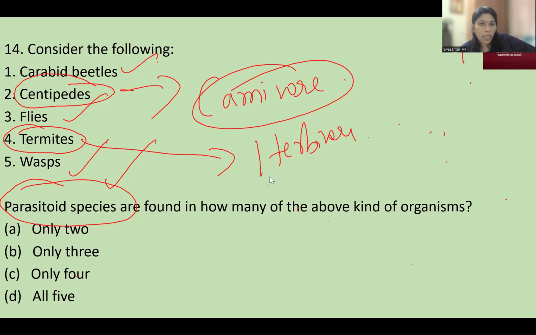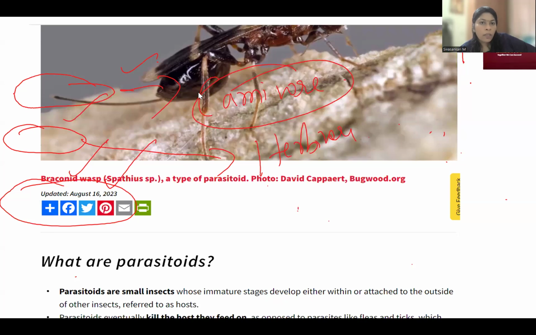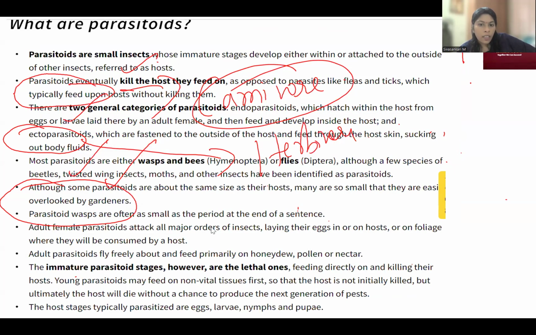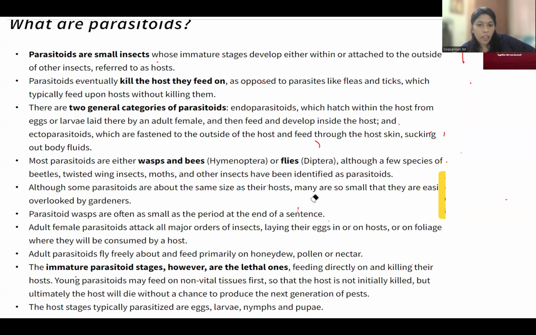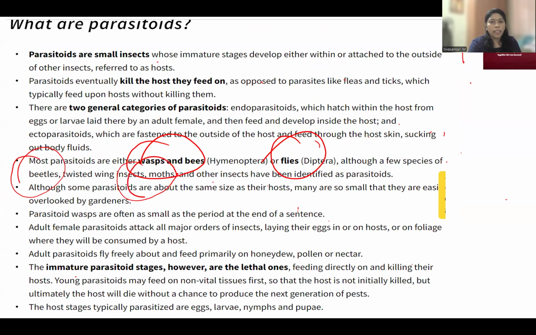See this, there is an article related to it also, giving this as a diagram, the braconid wasp. In the article they have said they kill the host they feed on. What all can be parasitoid species? They have mentioned it here: wasps, bees, flies, and some beetles. Moths and other insects are identified as parasitoids. They have taken it from this only. Come to the next question.